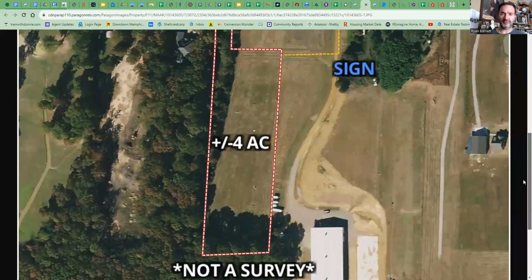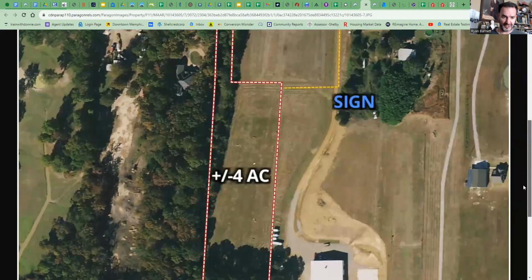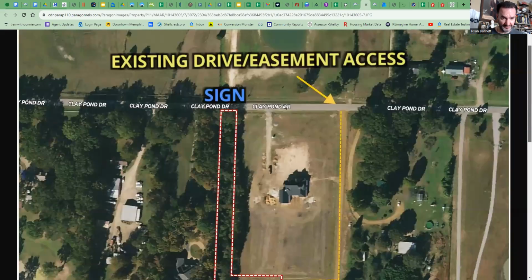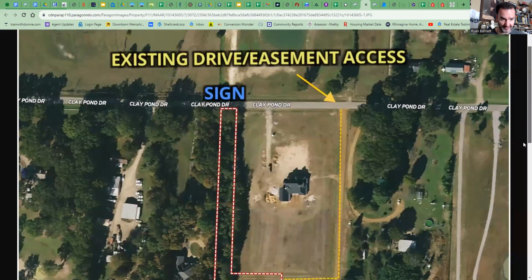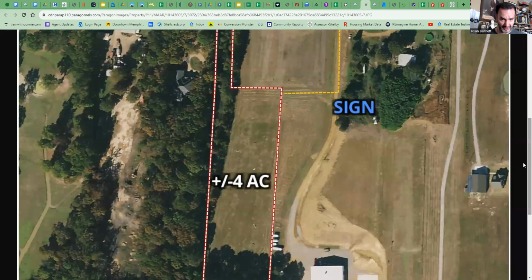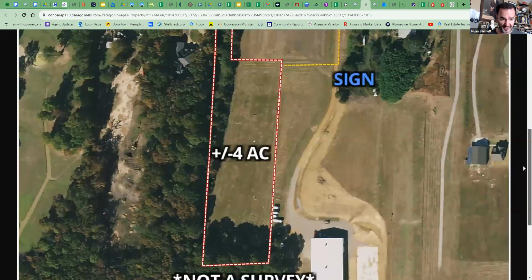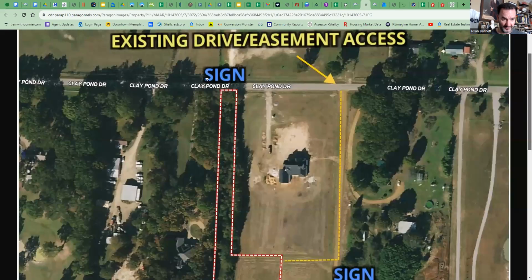Pictures on the MLS, and I'll give a video on site of what this actually looks like versus what it shows here. This is the street, Clay Pond Drive. It looks like there's trees in the front, and here's the land. 4 acres, all connected. So the majority is in the back, which is good. So it says the easement, you're allowed to connect to this driveway.